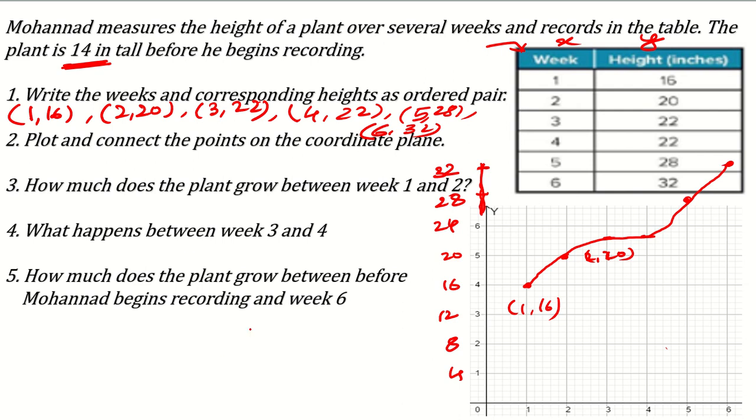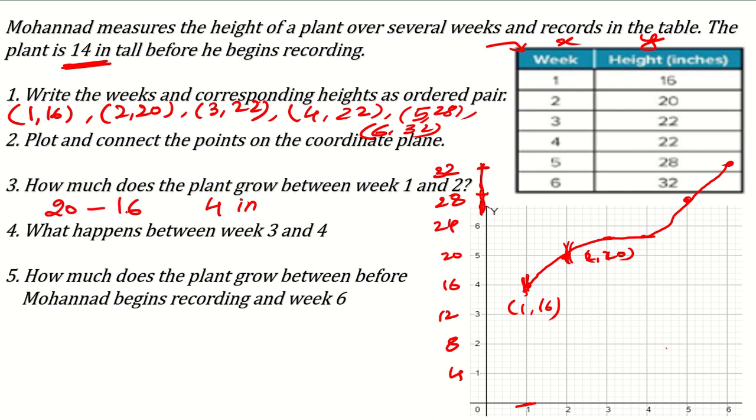Okay, then how much does the plant grow between week 1 and week 2? Okay, so this is week 1, it was here at 16, and week 2 it was here at 20. So how much did it grow? It grew 4 inches.